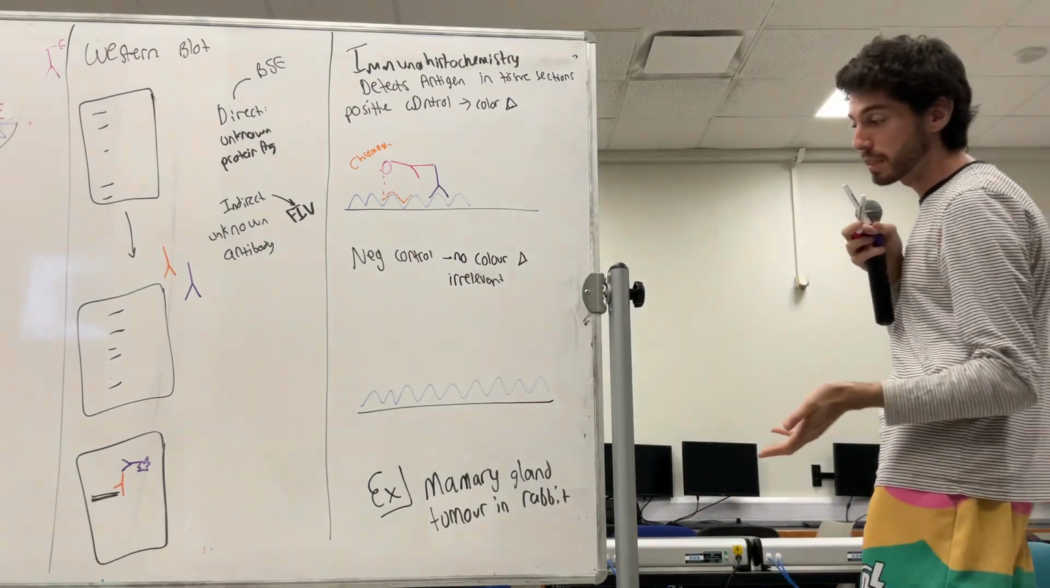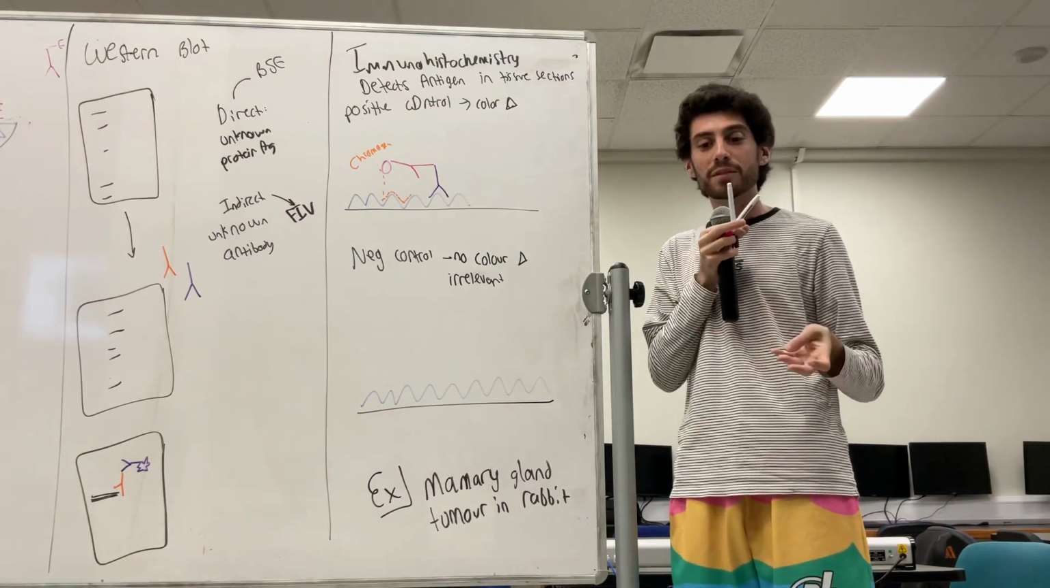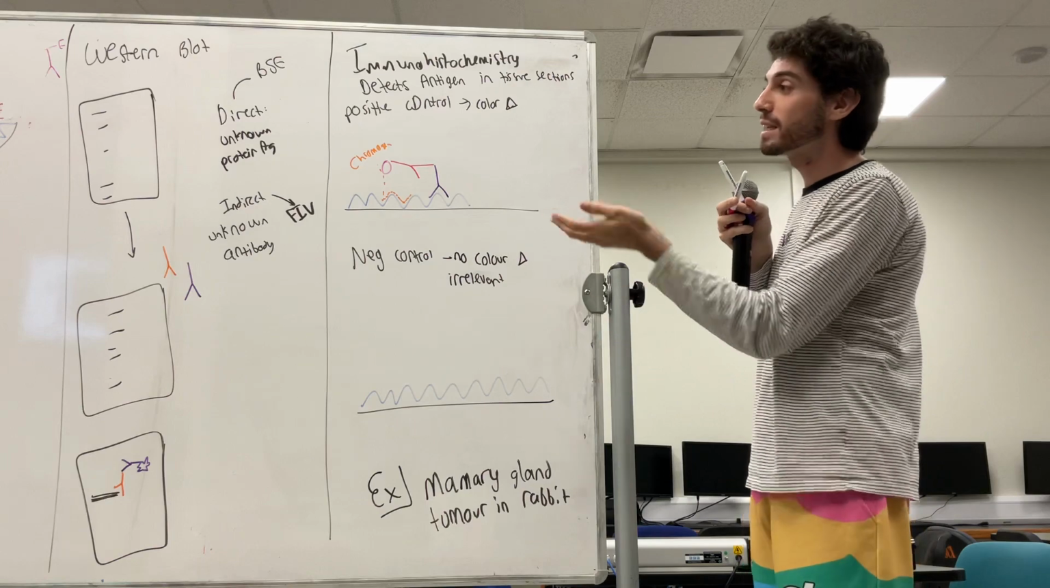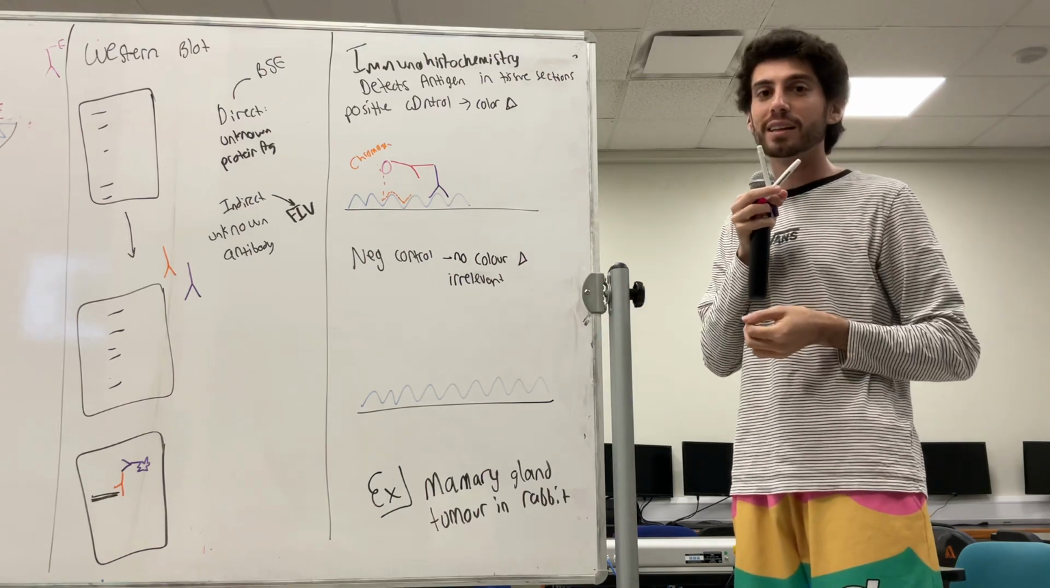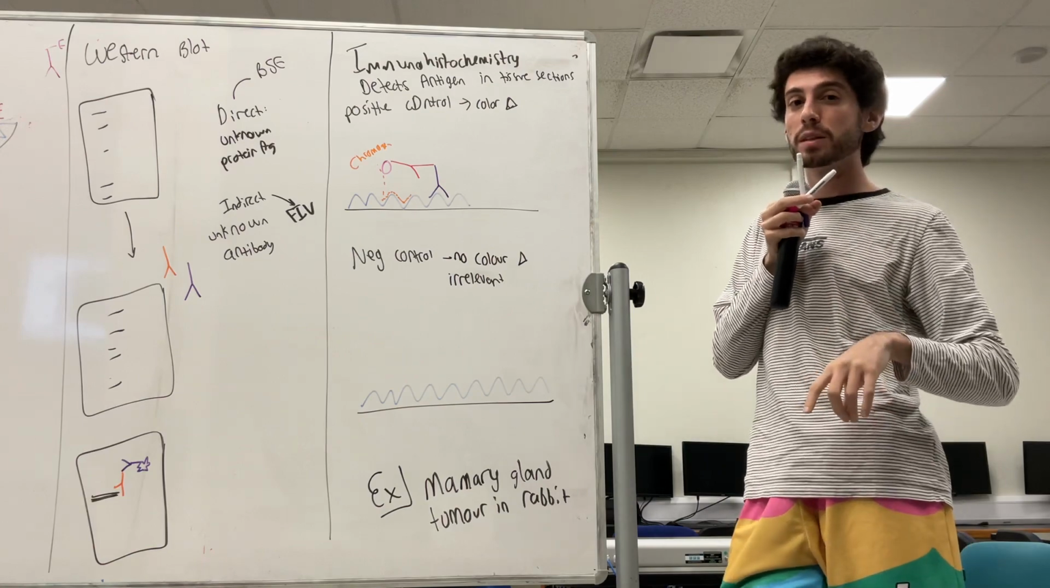An example of this can be a mammary gland tumor in a rabbit. I hope that didn't confuse you. If it did, I'm so sorry. But that's everything. If you have questions, let me know. Thank you. And I also want to just reference that I used the notes from the immunology lab.